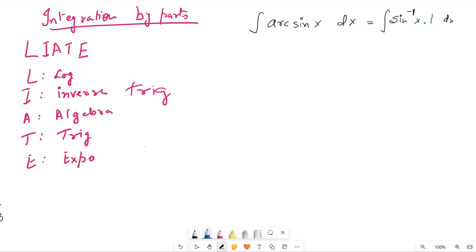Okay, 1 multiplied with everything is just the same thing, so it doesn't really change the question. Now we have two functions, so let's look at the two functions.